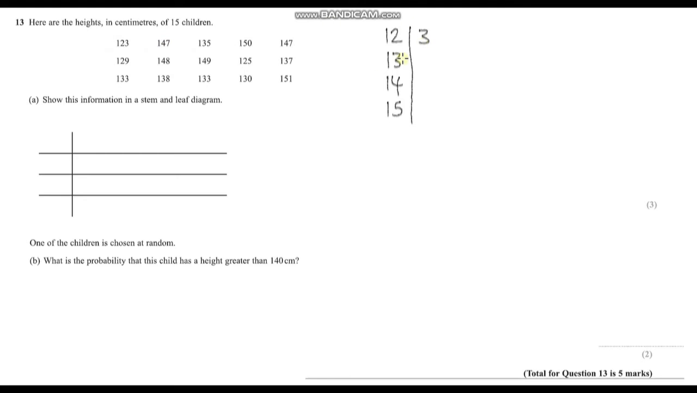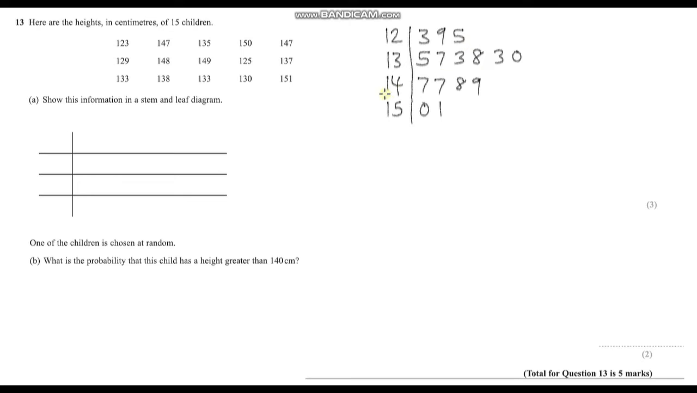So 123, 147, 135, 150, 147, 129, 148, 149, 125, 137, 133, 138, 133, 130, and 151. Let's just make sure we've got 15. 1, 2, 3, 4, 5, 6, 7, 8, 9, 10, 11, 12, 13, 14, 15.